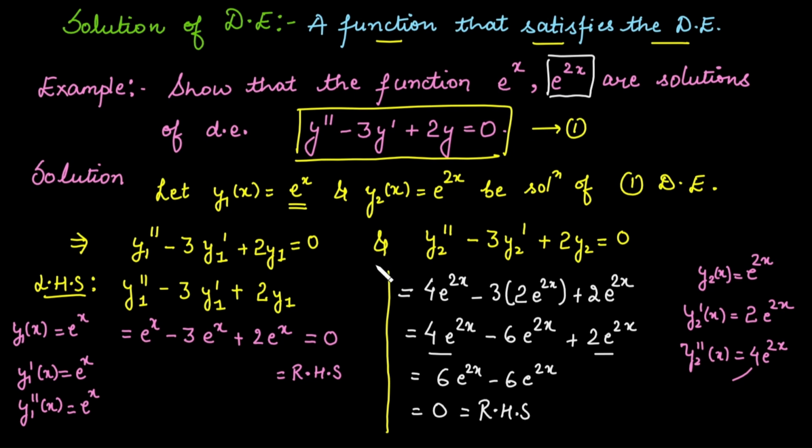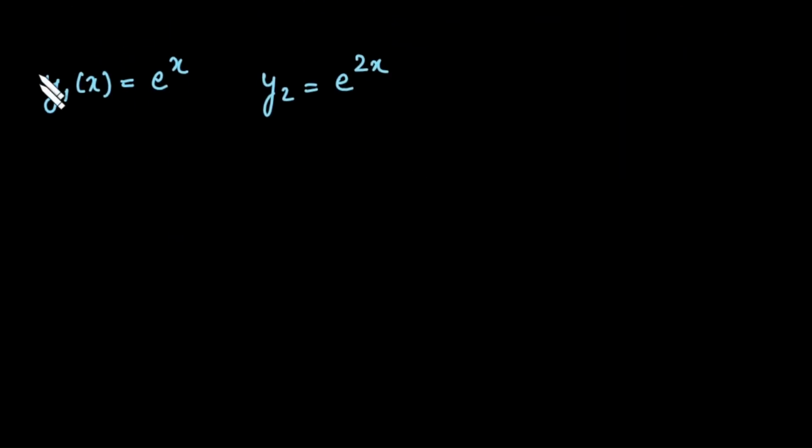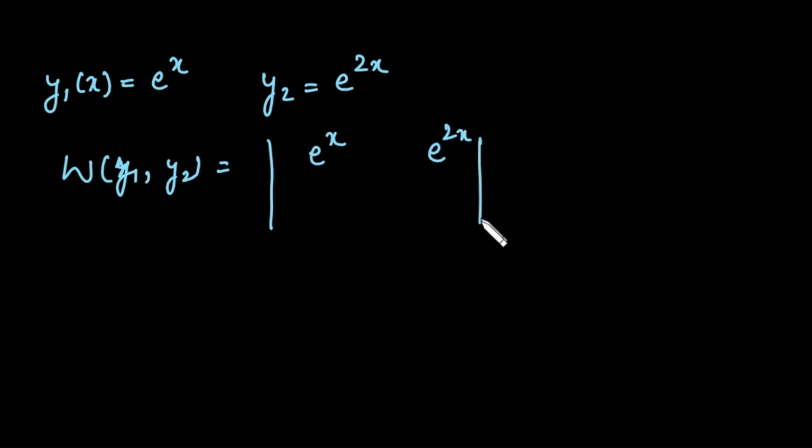Using the Wronskian, let's check whether they are linearly independent or dependent. Since we have these two functions, the Wronskian of y1 and y2 is calculated as the determinant of the first function, then the second function, and take its derivative over here. Its derivative is e raised to power x. Its derivative is twice of e raised to power 2x.